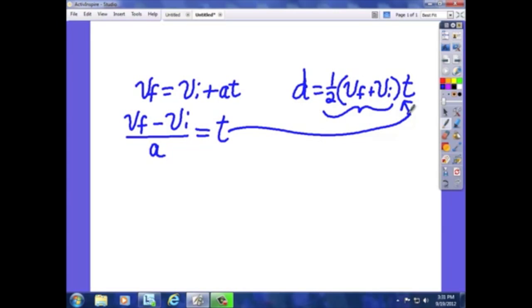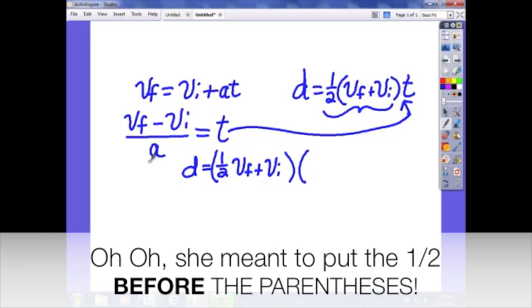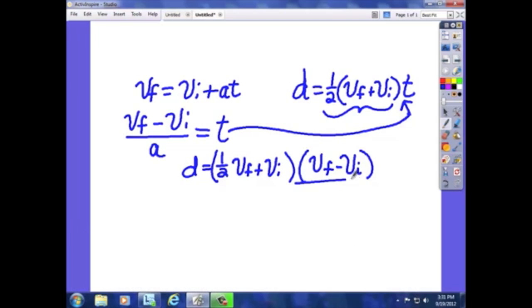Now I have D is equal to 1/2 (V final plus V initial), and then I'm going to multiply that by the other name for time, which is (V final minus V initial) over A. This is actually a pretty simple algebraic transformation, so let's see if you can follow it. I'm going to basically put in the denominator this 2 and the A.